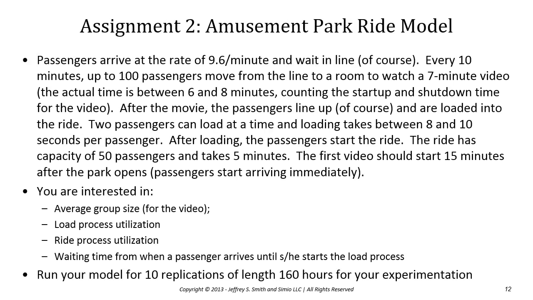The second assignment builds on the station logic that we did in video 2, and what we're modeling is an amusement park ride. In this ride, passengers arrive at the rate of 9.6 per minute, randomly of course, and they wait in line. About every 10 minutes, exactly 10 minutes, up to 100 passengers move from the line to a room to watch a 7-minute video, so kind of like a holding area. The actual time of the video process is between 6 and 8 minutes because there's a startup and shutdown associated with the video. After the movie, passengers line up again and are loaded into the ride.